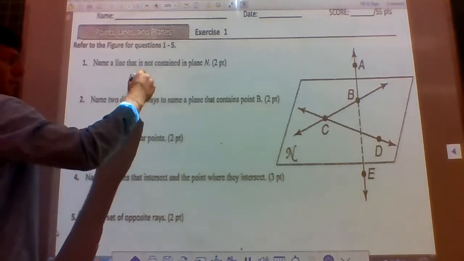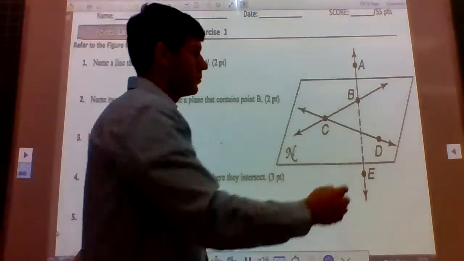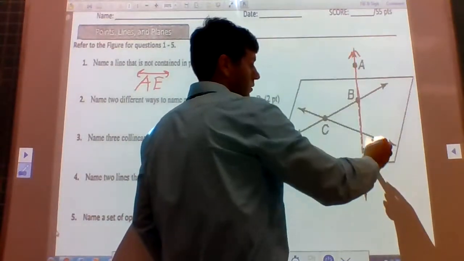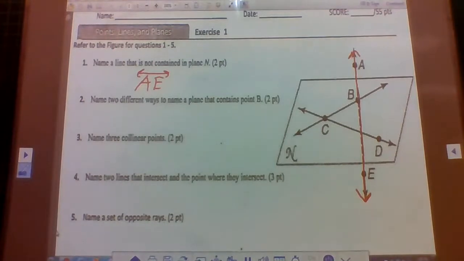So AE. We could have named it AB. We could have named it BE. We could have named it EA or EB. Those would all have worked. But that's the line that's not contained in the plane. It intersects the plane at one point.